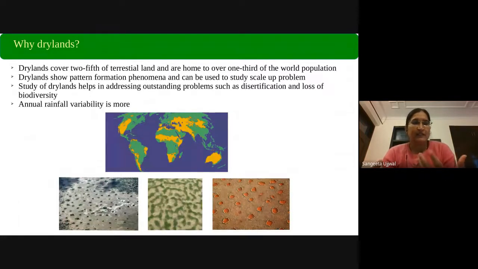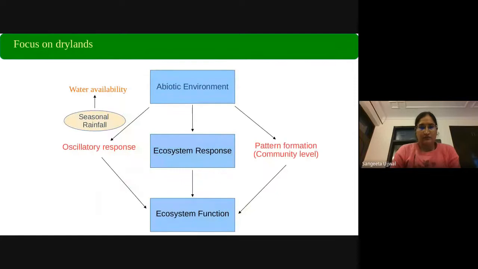And also, as I said, that annual rainfall variability is more in dryland ecosystems. So how do we introduce this exogenous factor over here? It is through the introduction of this seasonal rainfall or the periodicity in the rainfall.